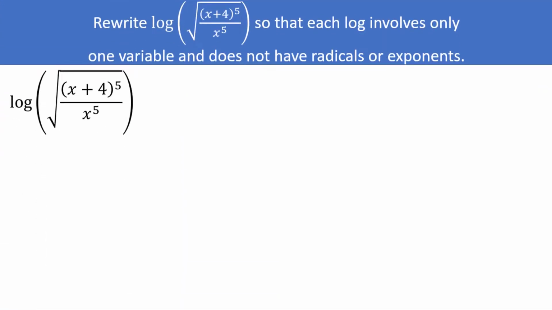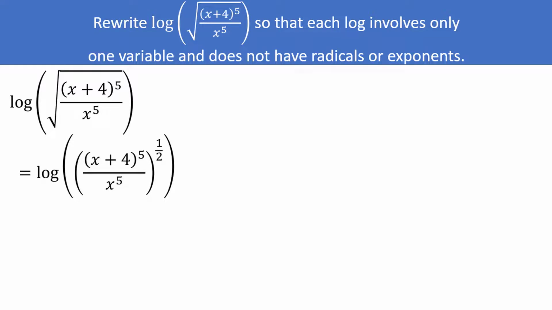How about log of the square root of x plus 4 to the 5th power divided by x to the 5th power? Well, we know that the square root is the same as the 1/2 power, so we can rewrite the argument of the log as the 1/2 power. Then by the power rule for logs, we can pull the 1/2 out front.